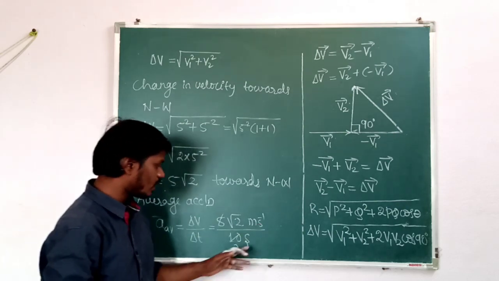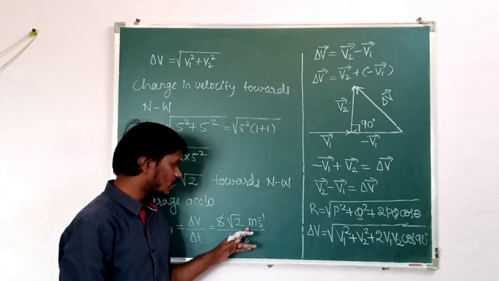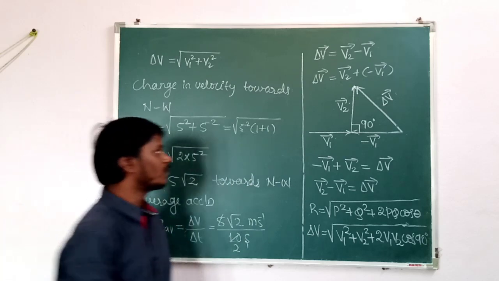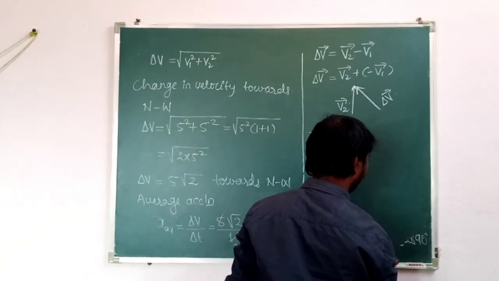square. Because the unit of acceleration is meter per second square.